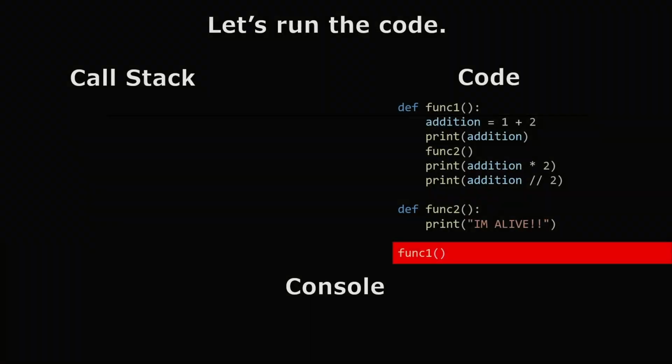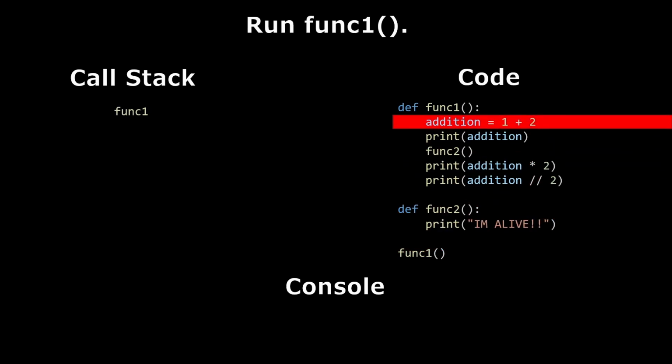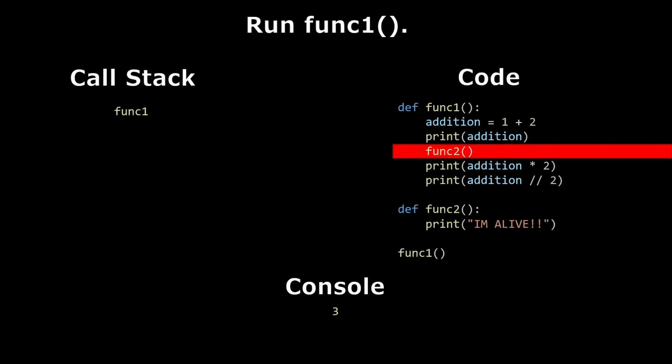Let's do an example real quick. So say you had this code on the right, and we're going to call function 1. We're going to run this code real quick. So what happens? First things first, please notice on the left, the call stack. You see that func1 has been added to the call stack because we're now running the code inside of function 1. This first line is addition equals 1 plus 2, so that's 3. So when you print the addition, you have 3 on the console on the bottom. Then this next line we're calling function 2.